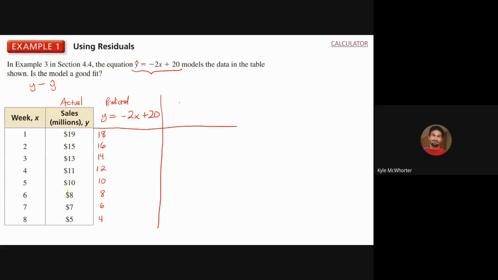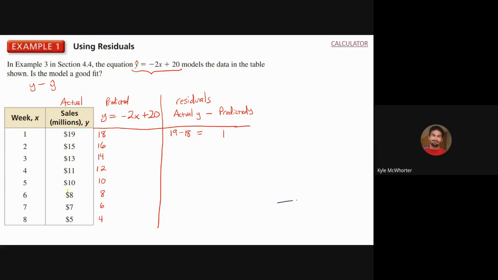Okay, so now we're going to do the residual values. So this is the actual Y value minus the predicted Y value. So actual minus predicted. So 19 minus 18 is 1. Our first residual is 1. And I'll show you how we're going to plot these.